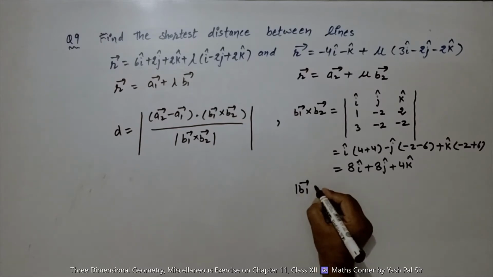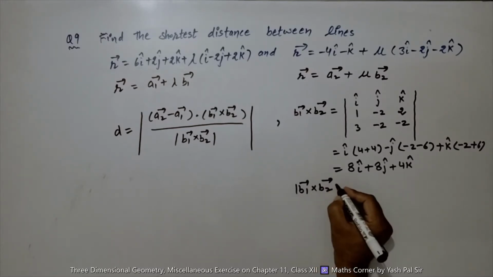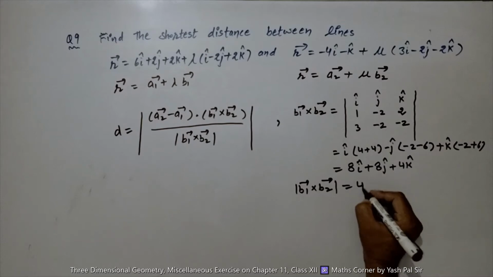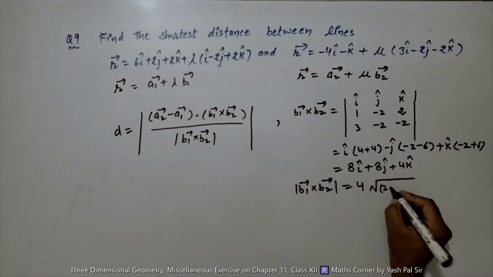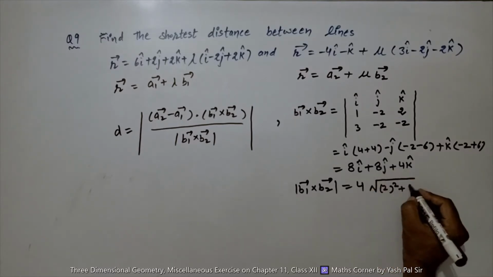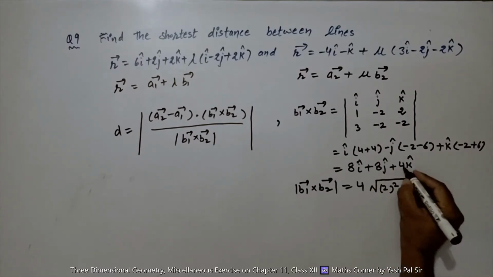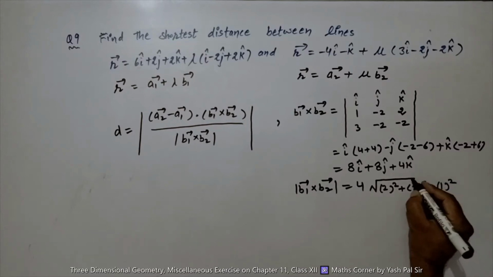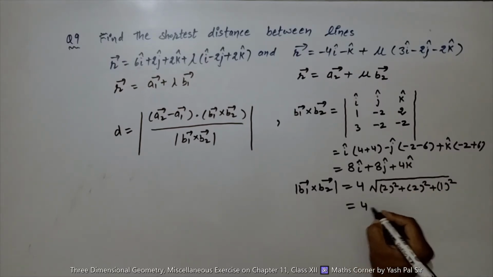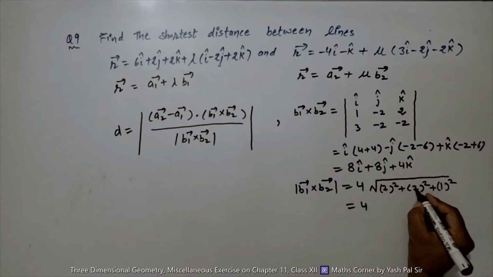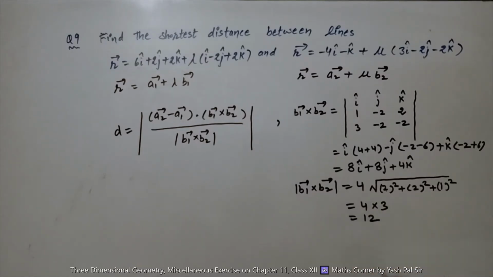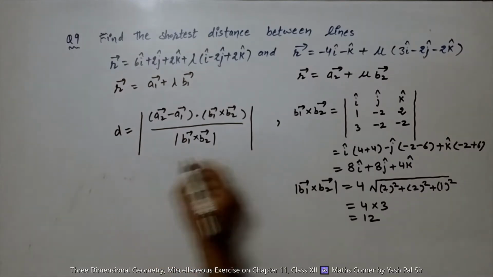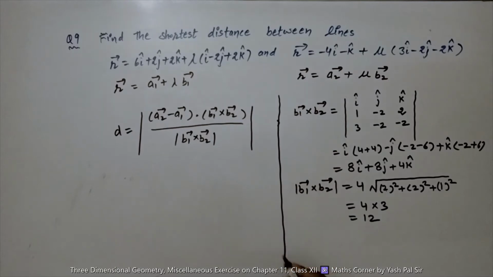Moreover, we can find the magnitude of b1 cross b2. Here we can take 4 common, so we are left with 2 whole square plus 2 whole square plus 1 whole square, which is equal to 4 into (4 plus 4 plus 1), 9. 9 into 4 is 36, square root is 6, so 2 into 6 is equal to 12, right?